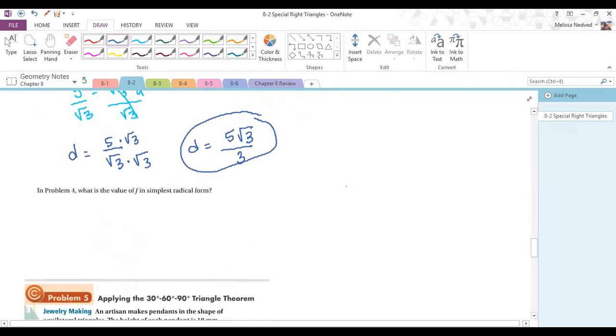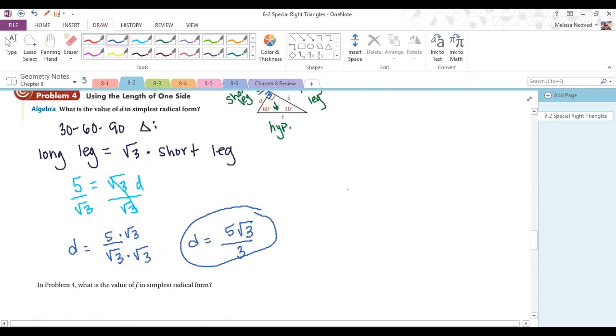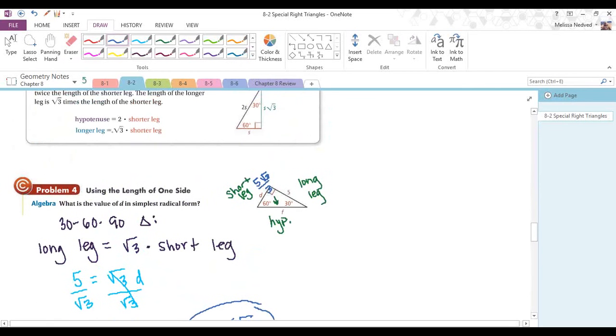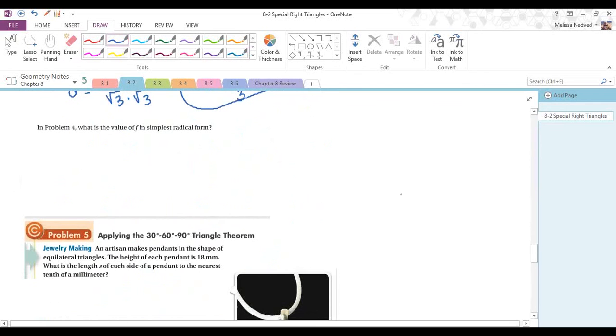Now the second part asks us to find F and to leave it in simplest radical form. Well, F in this case is my hypotenuse. If I go back up to these two formulas I know, I only have one that involves the hypotenuse, and I need to know the short leg to find the hypotenuse. Well, I did just find the short leg, so I'm going to be able to use that formula to solve. And that formula says the hypotenuse is equal to 2 times the short leg.